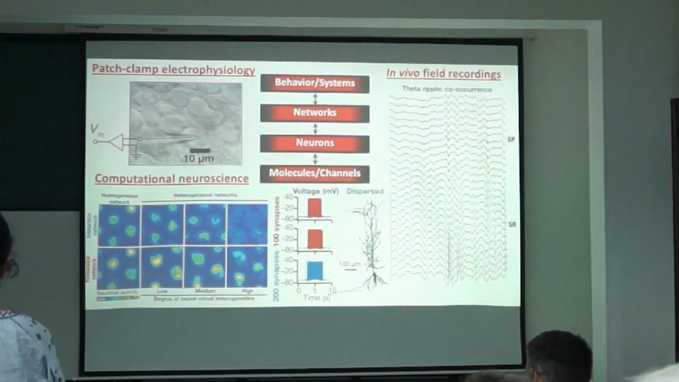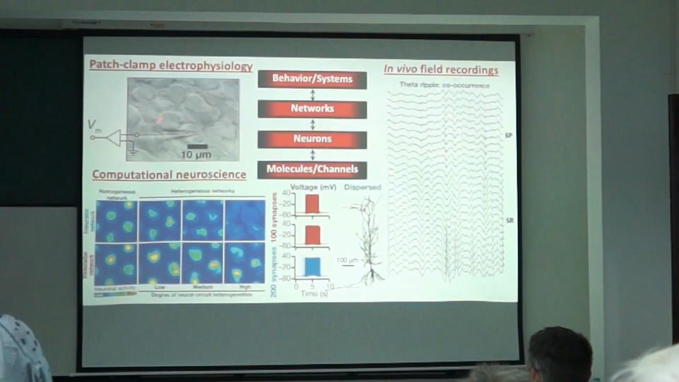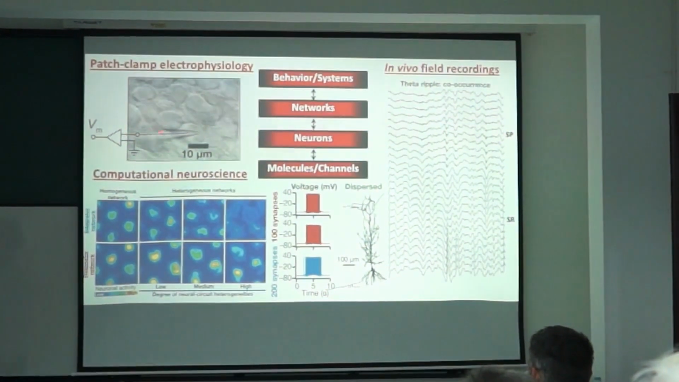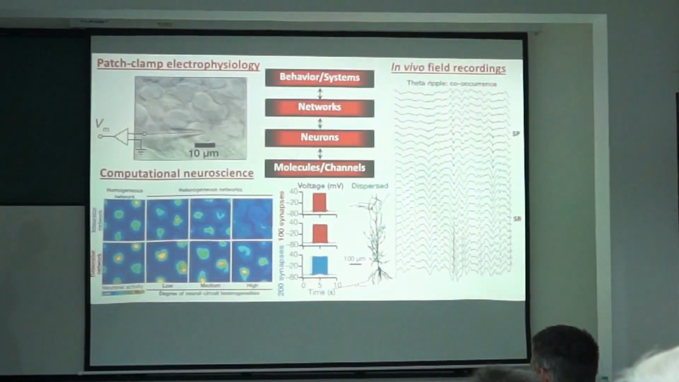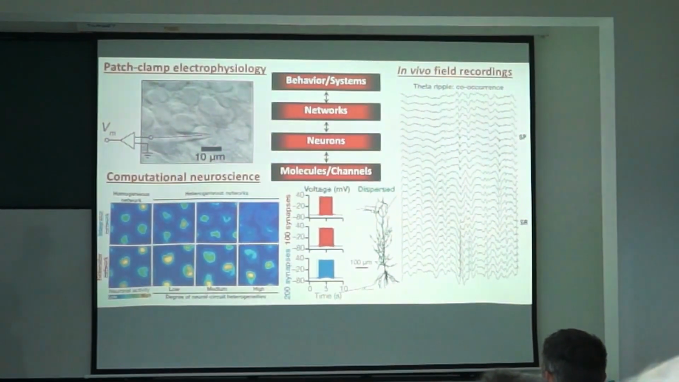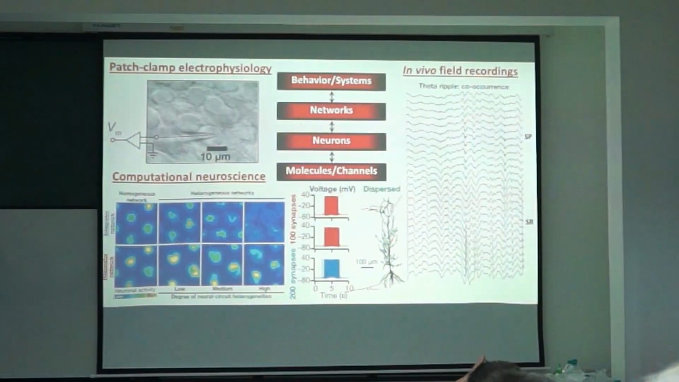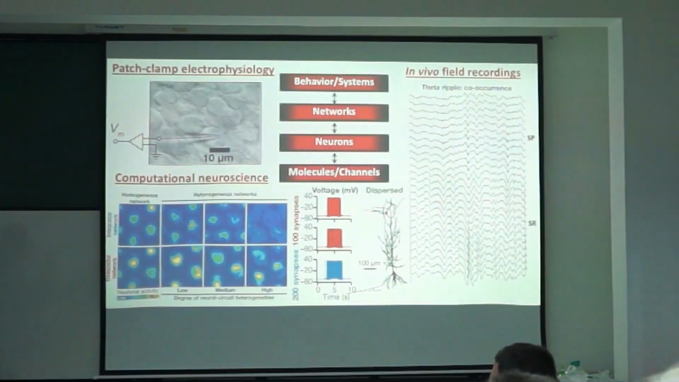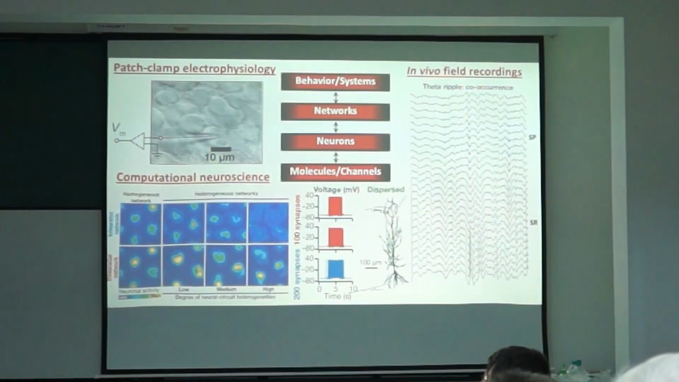Alright, so we use a combination of techniques. We use spatial electrophysiology where we record from individual neurons. So that's how hippocampal neurons look like under the microscope. We also do in vivo field recordings from rodents, recording from different parts of the hippocampus. And we do a lot of computational neuroscience, both at the single neuron level and the network level, basically. So that's broadly the kind of techniques that we use.